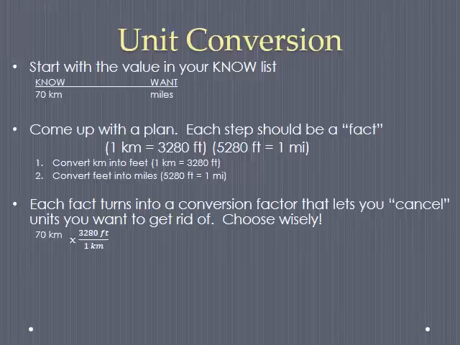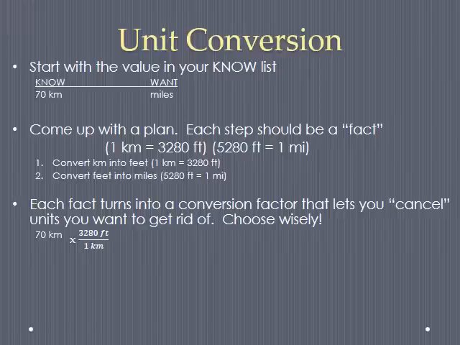Since I have a kilometer on the top, it doesn't look like a fraction, but you could make that 70 kilometers over 1. You can see that kilometers is on the numerator of that fraction. In order to cancel that out, I choose the conversion factor that has a kilometer on the bottom so that we can cancel out that kilometer on the top. So I'm going to write in my first conversion factor: 70 kilometers times 3,280 feet over 1 kilometer.